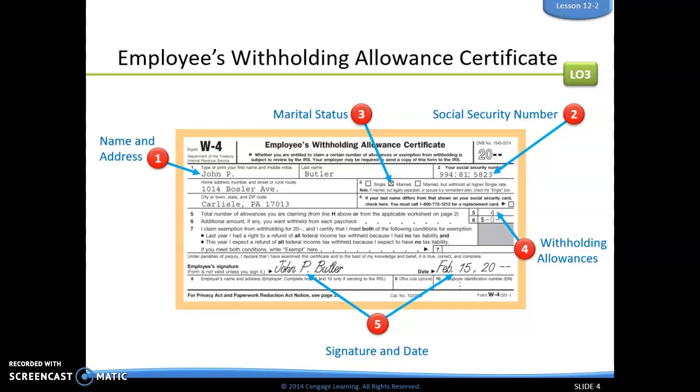Anyways, additional amount withheld. You can have an additional amount withheld. In this case, John P. Butler has 0 withheld. And for those low-income people, that would be for number 7, when you can claim an exemption.